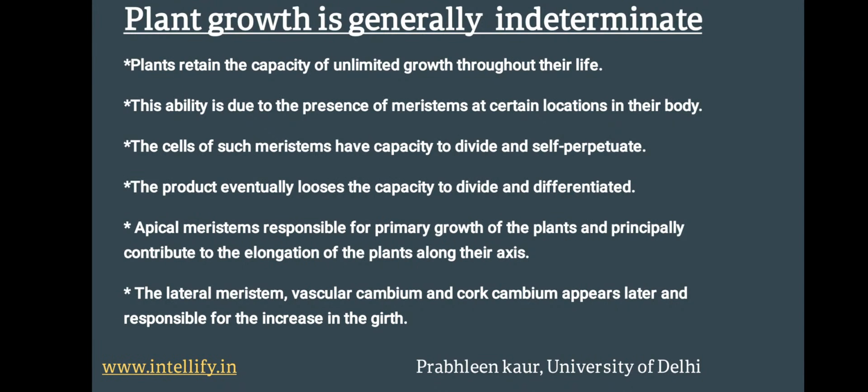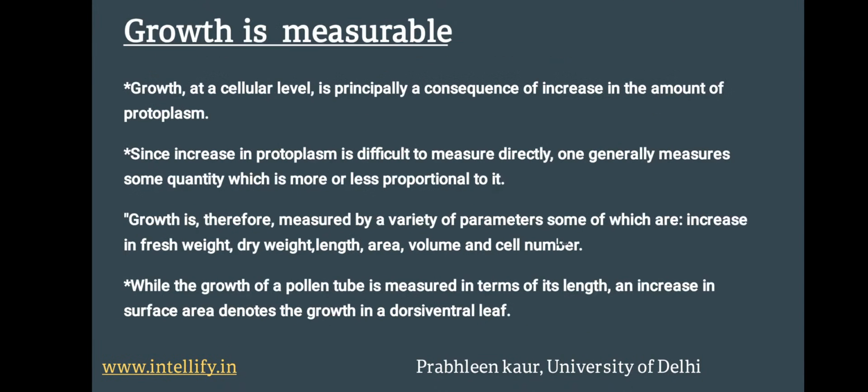Next, we are going to study that growth is measurable. Growth at a cellular level is principally a consequence of increase in the amount of protoplasm. Since increase in protoplasm is difficult to measure directly, one generally measures some quantity which is more or less proportional to it. Growth is therefore measured by a variety of parameters, some of which are increase in fresh weight, dry weight, length, area, volume, and cell number. While the growth of a pollen tube is measured in terms of its length, an increase in the surface area denotes the growth in a dorsiventral leaf.